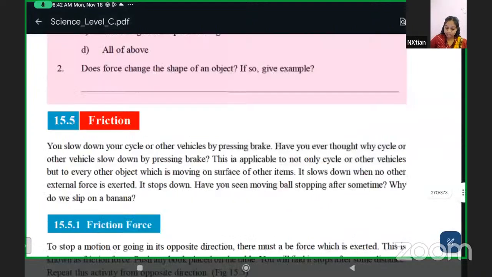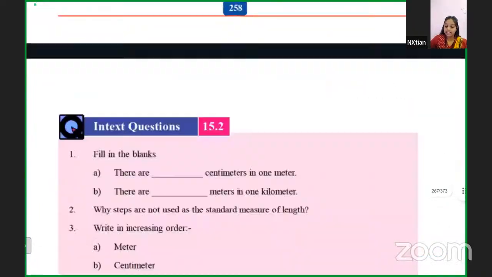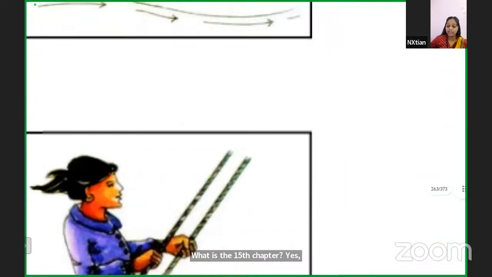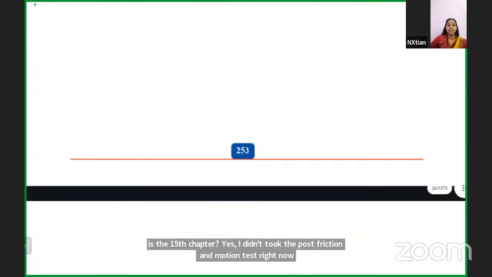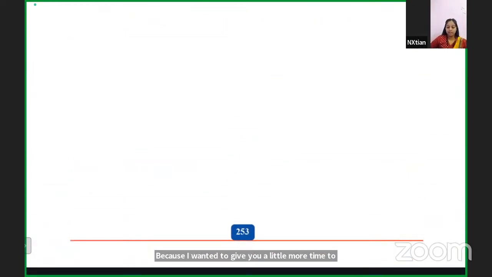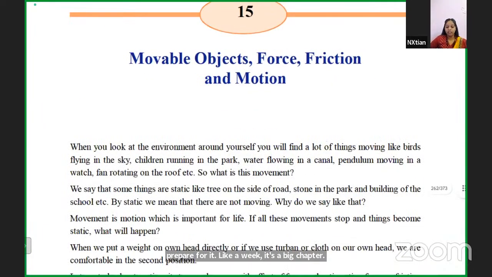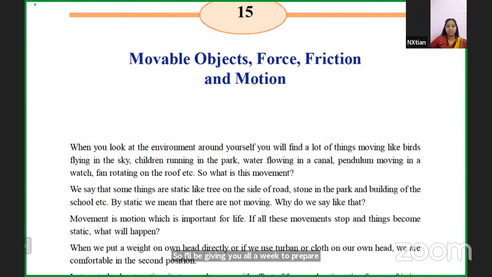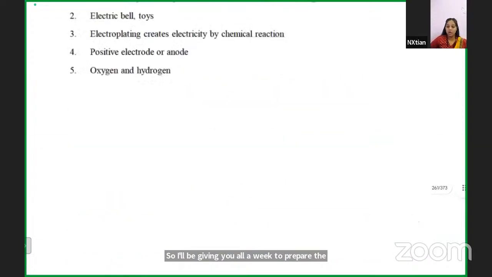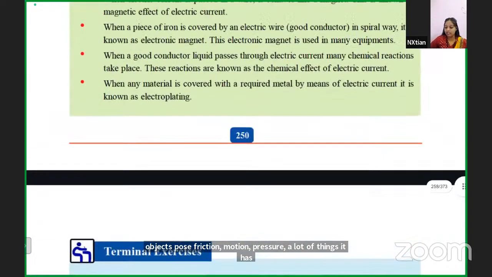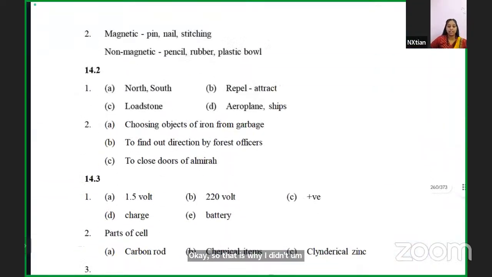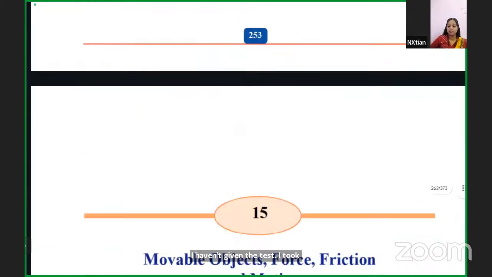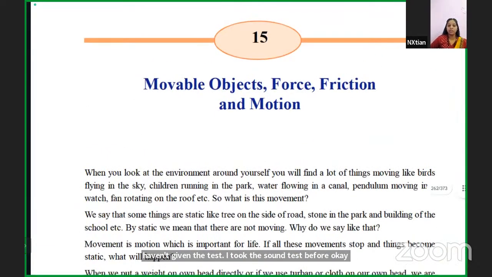What is the 15th chapter? Yes, I didn't take the force, friction, and motion test right now because I wanted to give you a little more time to prepare for it. Like a week. It's a big chapter, so I'll be giving you all a week to prepare. Movable objects, force, friction, motion, pressure, a lot of things it has. So that is why I haven't given the test. I took the sound test before it, okay? Because this is a big chapter and I'll be giving you good time to prepare, a week to prepare it.